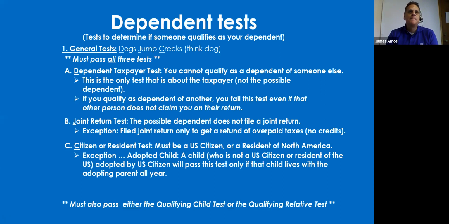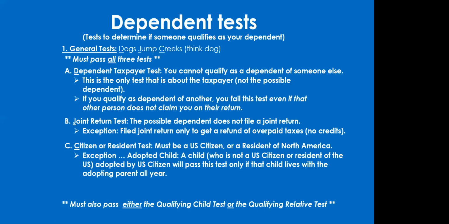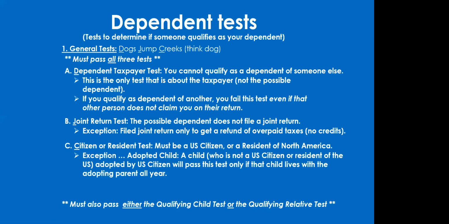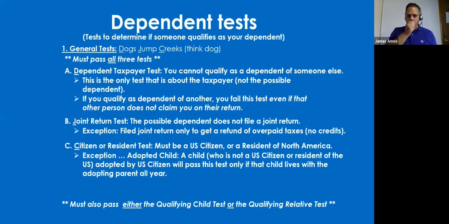No, in North America, our neighbors, we only share North America with two other countries. One of them is Canada. And the other is Mexico. So what this is saying is for your possible dependent to be claimed on your return, that dependent must be a U.S. citizen or must be a resident of either Canada, the United States, or Mexico. Why do I say North America? Because it's a little easier to remember that than saying three more countries to remember. So in other words, they must be a U.S. citizen or resident of Canada, the U.S., or Mexico.